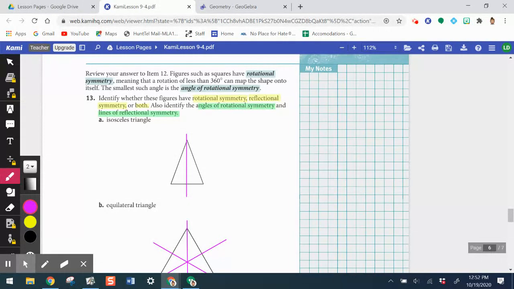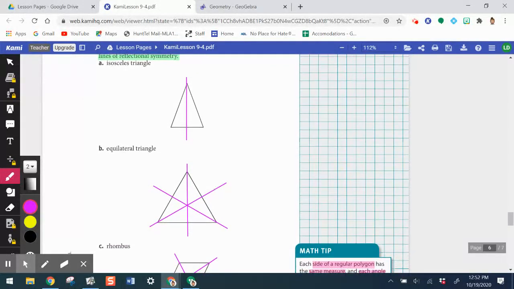And remember, the angle of rotational symmetry is the smallest such angle that it can be rotated so that it maps onto itself. So we've already looked at an isosceles triangle, which tells us that these two sides are congruent. Those two sides of an isosceles triangle are in fact congruent. So there has to be at least one line of symmetry here right down the middle. And so it does have reflectional symmetry, but does it have rotational symmetry?